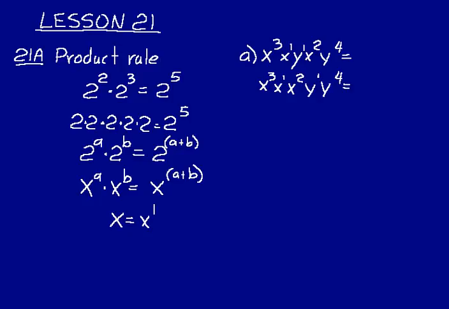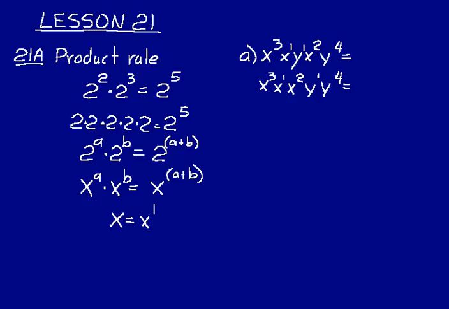Now, one thing about the product rule, you have to have similar bases or variables. You can only add the exponents of similar bases. Like, for example, I can't add x squared and y to the 1 and get something like xy to the third. I have to just add exponents of similar bases. So that's why I got all the x's together and all the y's together.